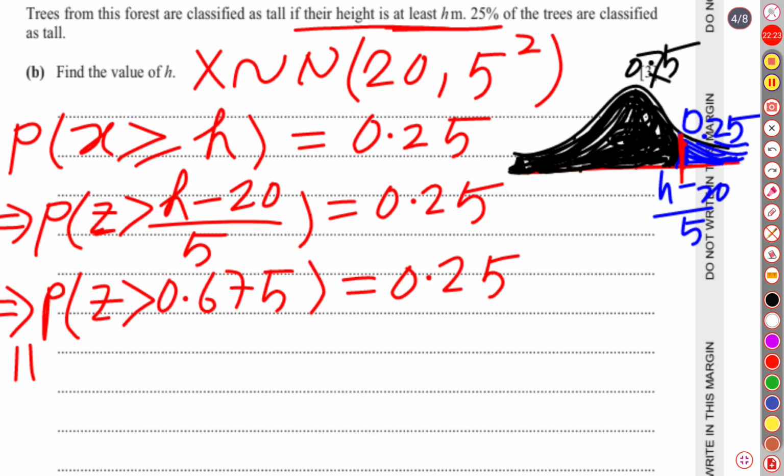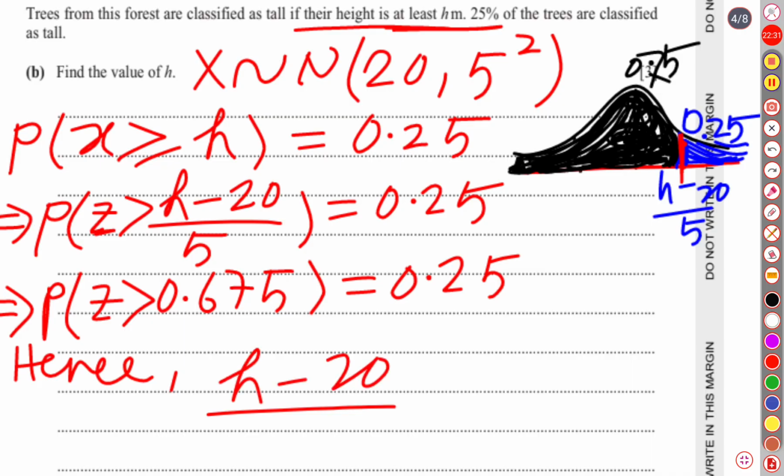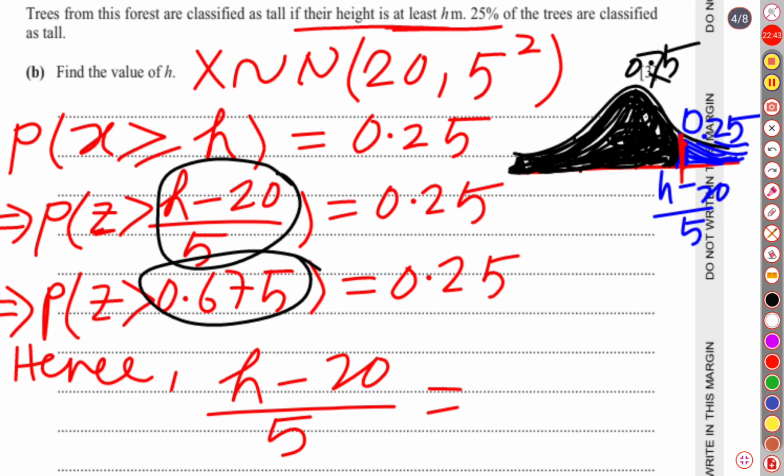We can write, hence, (h minus 20) over 5 is equal to the same z-score. This one is the z-score. Look at this one, it is our z-score, and hence this one is also our z-score. So they must be equal to each other, because for the same probability the z-score must be equal. So 0.675.